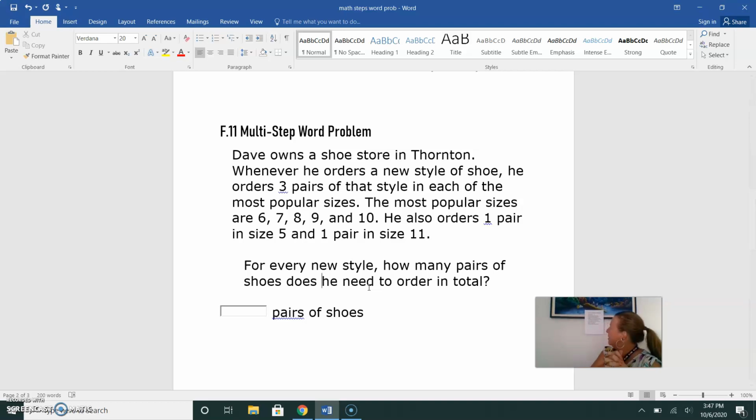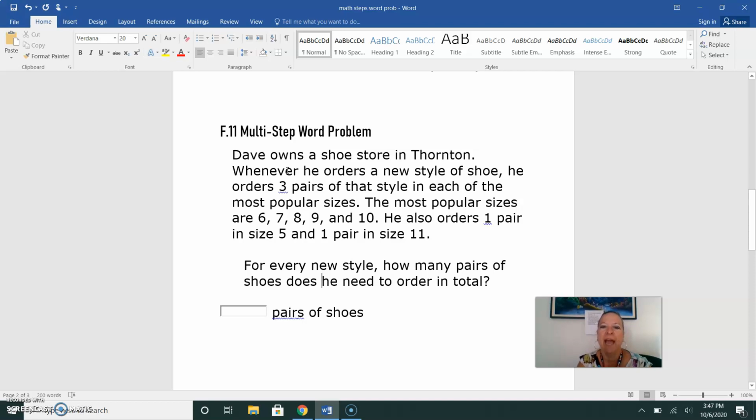So, next step, look for any hints. Do you have any hints here? No, there aren't any pictures of a shoe store or of some shoes. We just had to read it and know what it's about. Next, underline the important information only. Is it really important that he owns a shoe store? Yes, but it doesn't have anything to do with solving the problem.